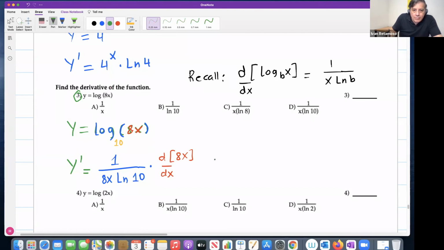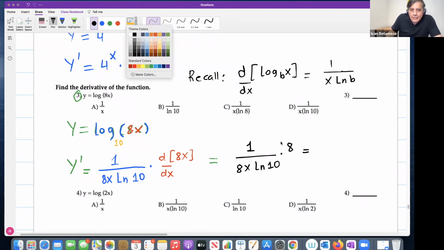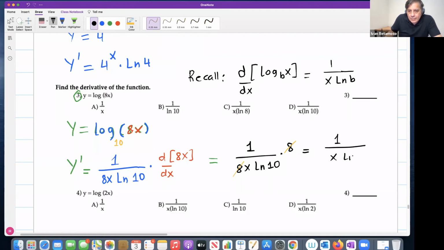But this shouldn't be a problem because this is going to be 1 over 8x multiplied by natural log of 10 times the derivative of 8x, which is just 8, right? So putting everything together, after canceling this 8 with this 8, believe it or not, guys, you get 1 over x times natural log of 10. That's it, okay? Yeah, very good, guys. So this guy, right?